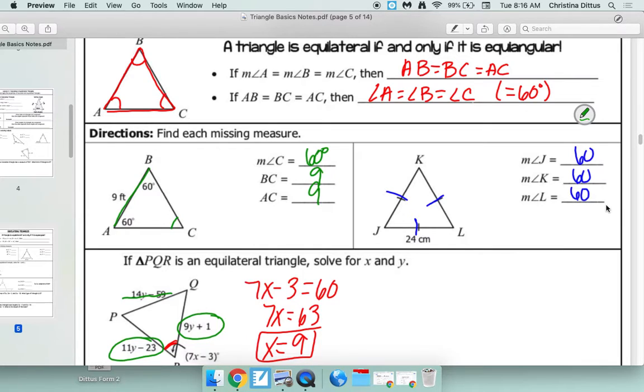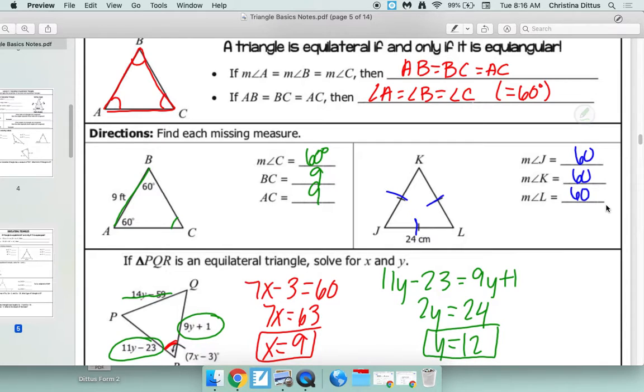Okay? And what am I going to do with those 2 things? Good. 11y minus 23 equals 9y plus 1. Subtract your 9y. We get 2y. Add your 23. We get 24. Y is beautiful. Okay, so when you have 3 things, only use 2. I shouldn't say that, unless it's like a line and you have 3 angles that add up to 180. But if you have 3 sides or 3 angles, you just need 2.